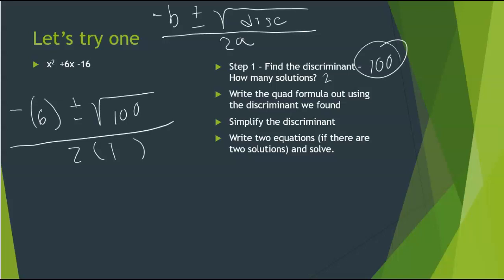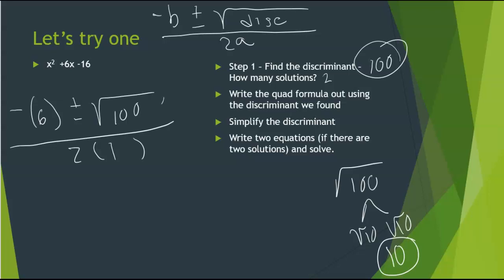Okay, next step. Now we have it written out. We use the discriminant here under the square root. Simplify the discriminant. The square root of 100 is the square root of 10 times the square root of 10, right? Square root of 10 times the square root of 10 is 10. So now instead of writing the square root of 100, I can just write 10. I got negative 6 plus 10 over 2 times 1, which is 2. Negative 6 minus 10 over 2 times 1, still 2.